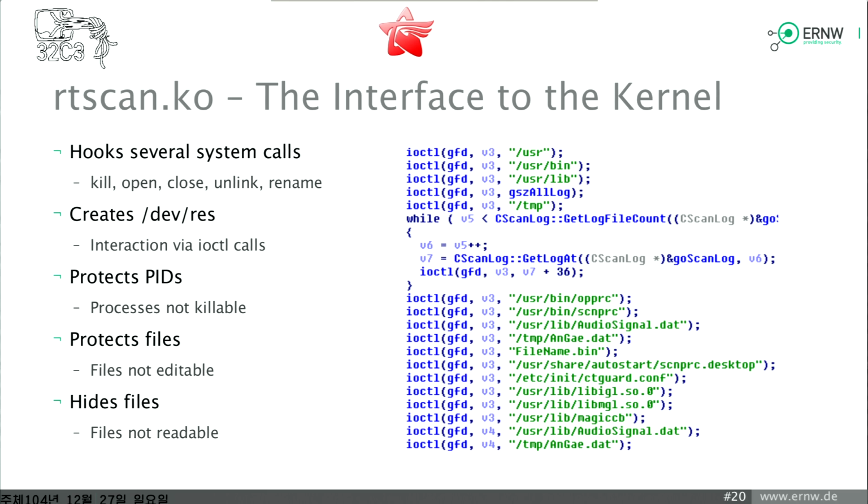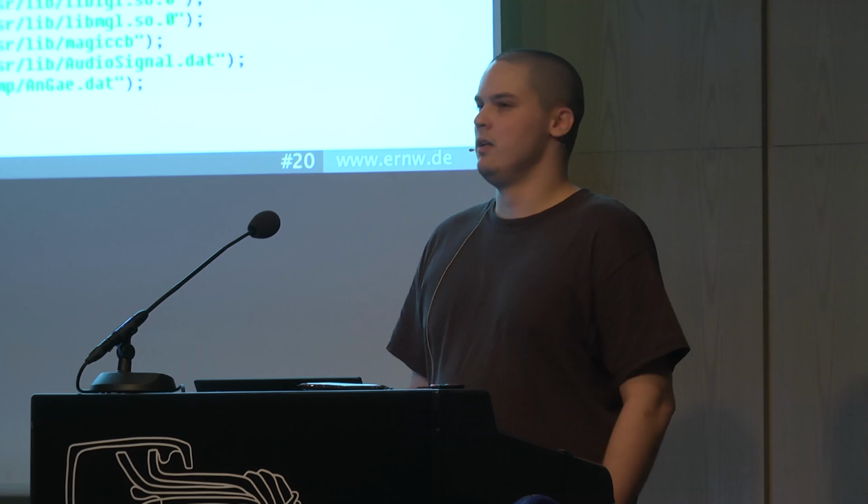And it has some functionality like it can protect PIDs. So when you're protecting a specific process, even root cannot kill this process, which will be quite interesting in the next slides. And it also provides functionality to, on the one side, protect files, and on the other side, hide files. Protect means you cannot edit the file, and hide means you can't even read the file. So even if you are the root user, you can't even read those files.